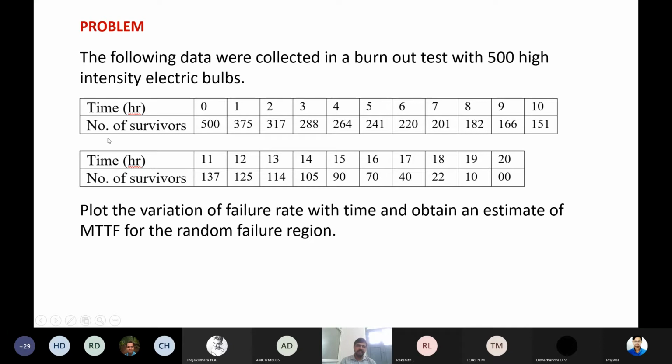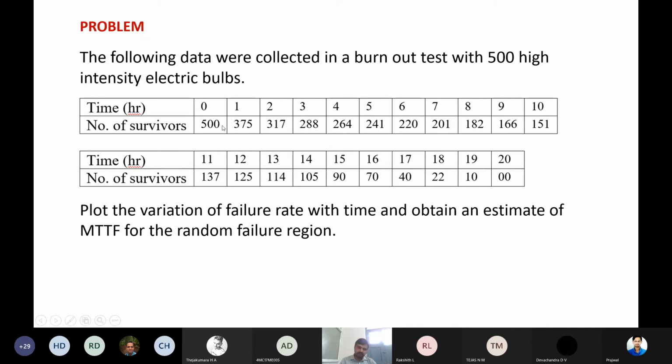So here, time and number of survivors. They are considering 500 bulbs. That means N, capital N, the total number of bulbs, will be equal to 500 at time 0.